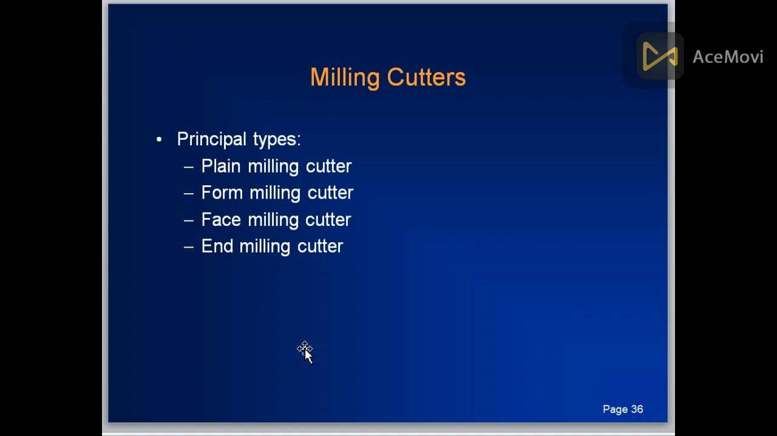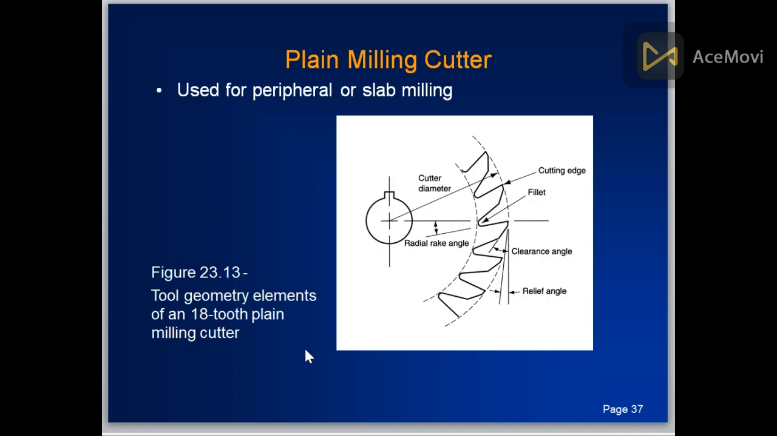Milling cutters. Principal types. How many types of milling cutters are there? Plain milling cutter, form milling cutter, face milling cutter, end milling cutter. These are the kinds of cutters. In the plain milling cutters, the cutting edges, and these I have discussed a little bit in a previous lecture. This is the relief angle, this is the clearance angle, this is the fillet, this is the cutting edge, and this is the rake angle.